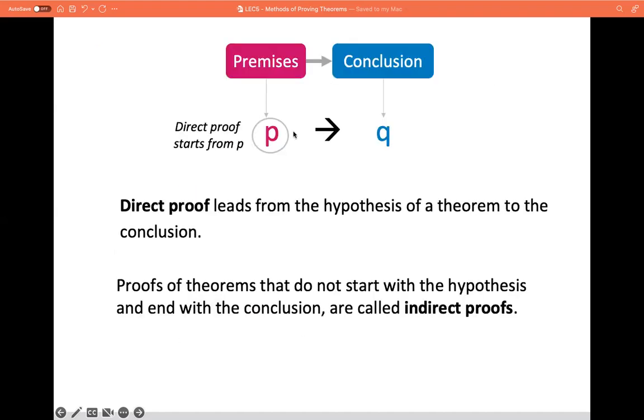Okay, so the direct proof leads from the hypothesis of a theorem to the conclusion. So we assume first that p is true and use this assumption to prove q. However, there are also proofs of theorems that do not start with the hypothesis p and end with the conclusion. And these are called the indirect proof, and we will discuss that in the next video.